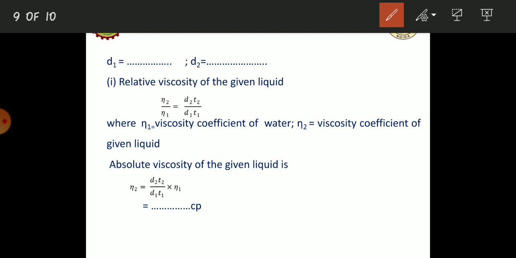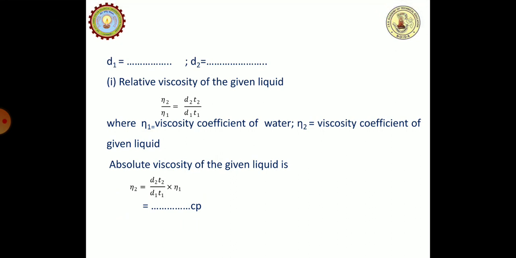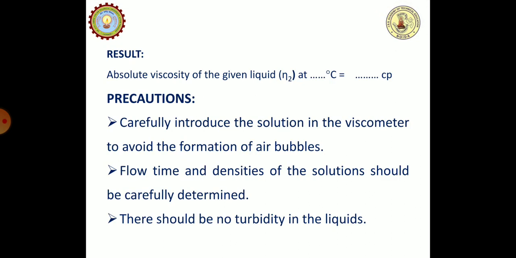Clear? Finally, report the absolute viscosity of the given liquid, eta2, at a particular temperature, in centipoise. To perform this experiment, what precautions do we have to take? Carefully introduce the solution into the viscometer to avoid the formation of air bubbles. The flow time and density of the solution should be carefully determined, and there should be no turbidity in the liquid.